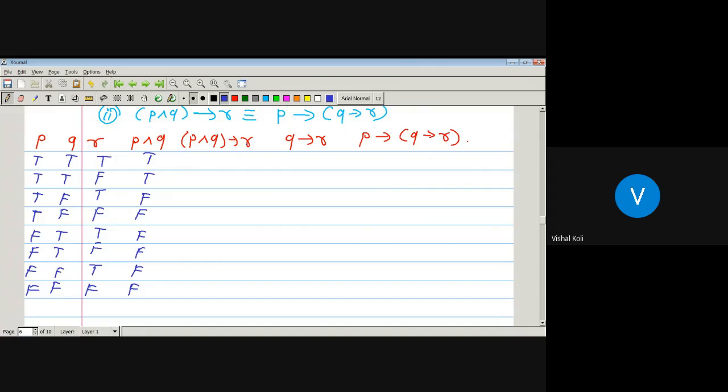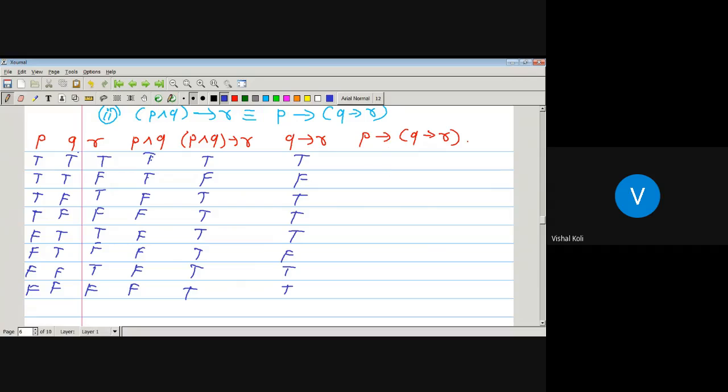Now (P and Q) conditional R. If P and Q is true and R is false, then only it is false. This one is true, this one is true. It is true. This one true, this one false, false. And in all the remaining cases it is true. Now Q conditional R. Q conditional R is false if and only if Q is true and R is false. Here, only when Q is T and R is F it is false.